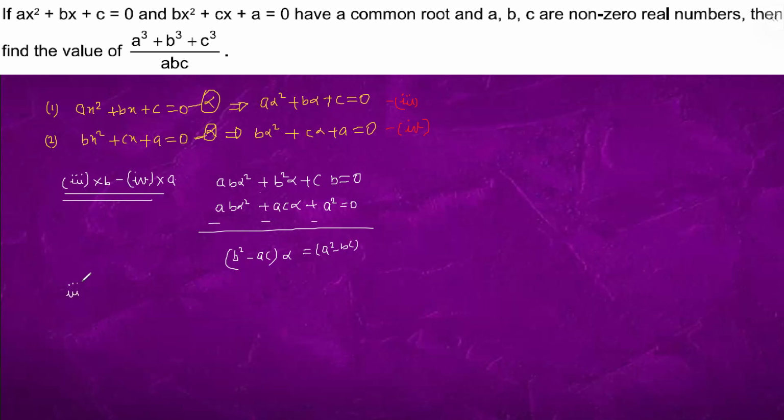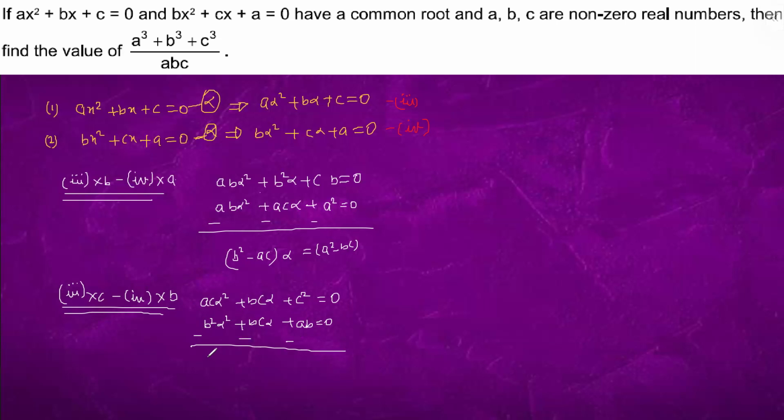One more equation. We'll multiply 3 with c and subtract with 4. Multiplying with b, it is ac alpha square plus bc alpha plus c square equals to 0. The second is b square alpha square plus bc alpha plus ab equals to 0. We'll subtract this. It will become alpha square into ac minus b square is equal to ab minus c square.